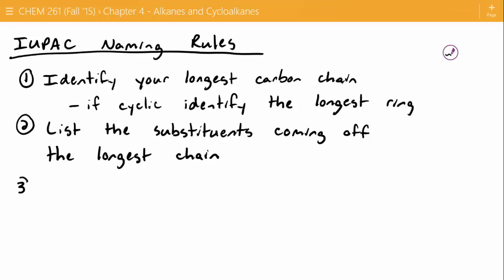Number 3 is number your backbone so that numbering is minimized.